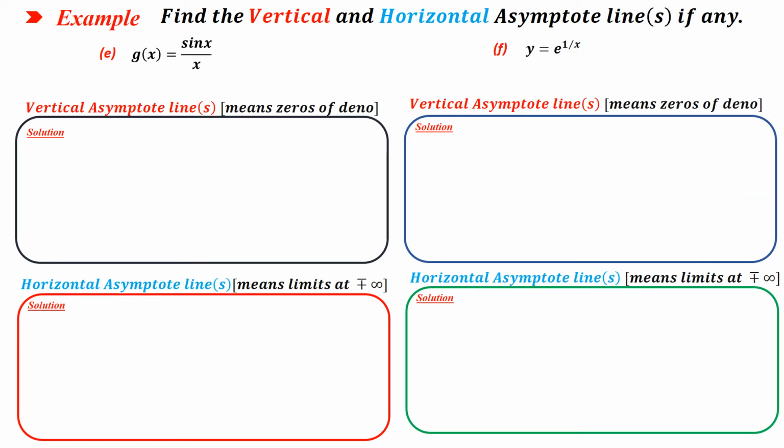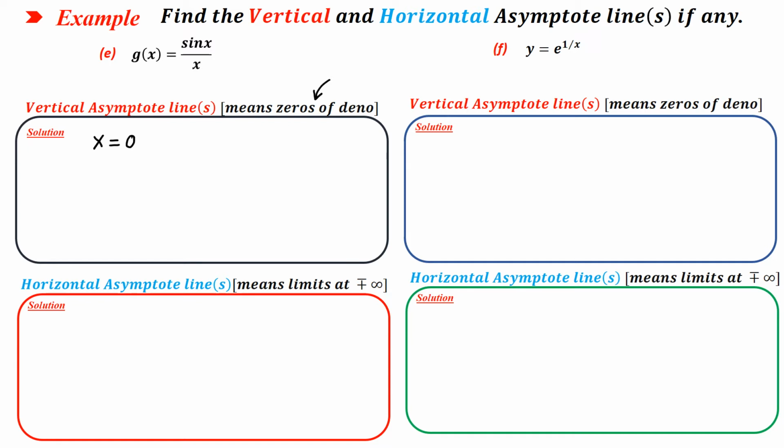In part E, we have the function g of x equals sine x over x. So to find the vertical asymptote line, you have to take the zeros of the denominator after simplifying, and there is no common factor between numerator and denominator in part E because we have a trigonometric function up and a polynomial down. So directly you have to take x equal to 0. But pay attention here.